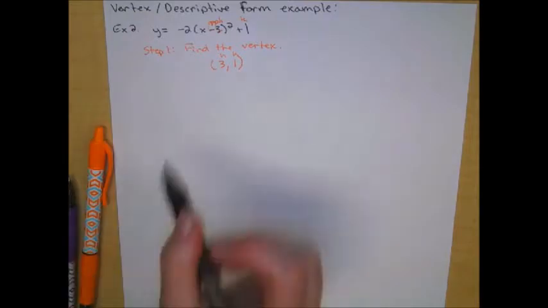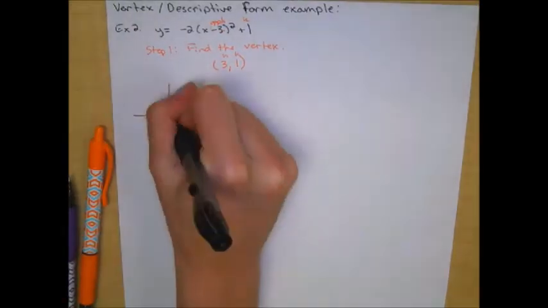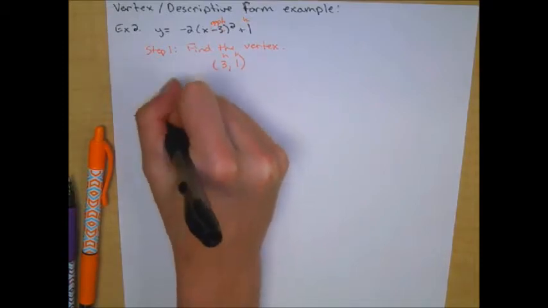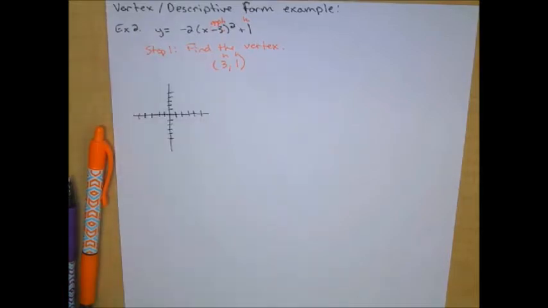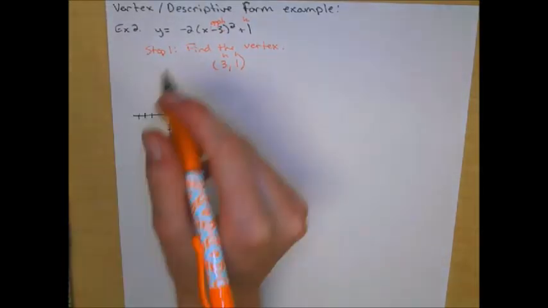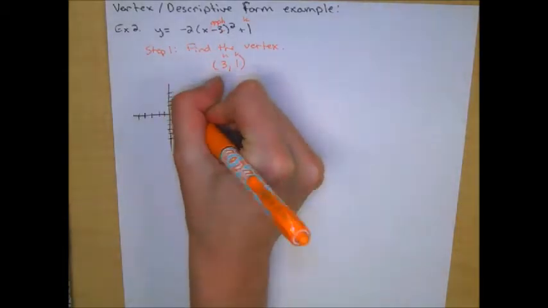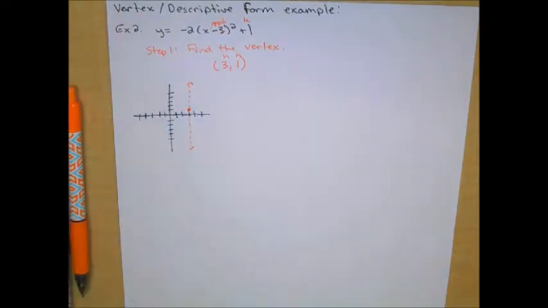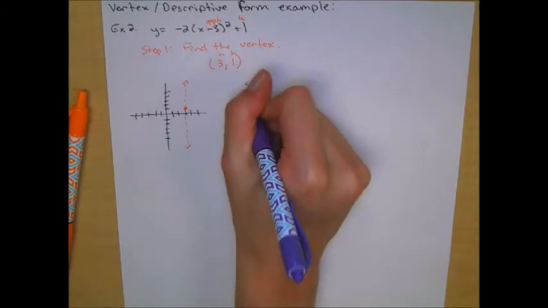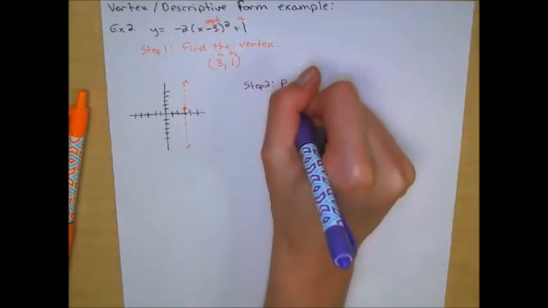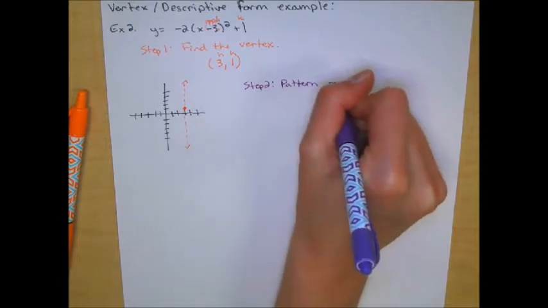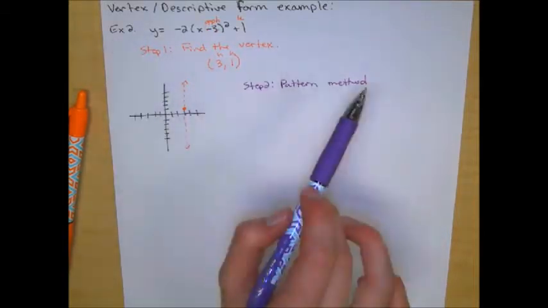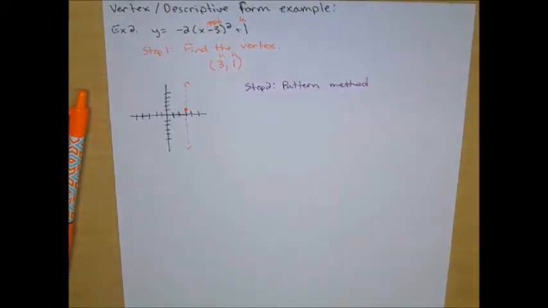Let's go ahead and draw our graph. Plot your vertex. Draw your line of symmetry through your vertex. Here I'm going to do the pattern method. Again, I could have used this method on either form. You don't have to use the pattern with the vertex form.